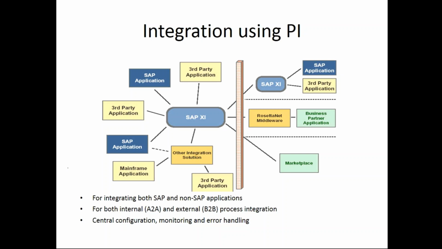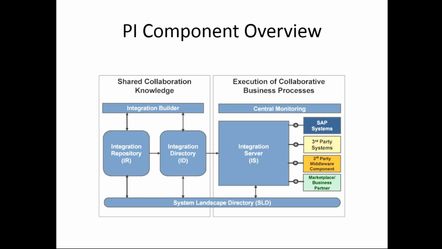Okay, so this is what your middleware landscape looks like after middleware came into the picture. Now again, this is the architecture of your middleware, a simple architecture of your PI, where you have the Enterprise Service Repository, where you are defining the objects. You have the Integration Directory where you are configuring the objects.